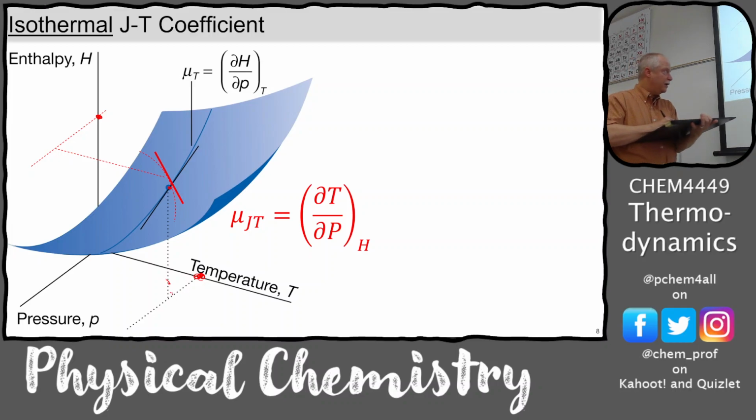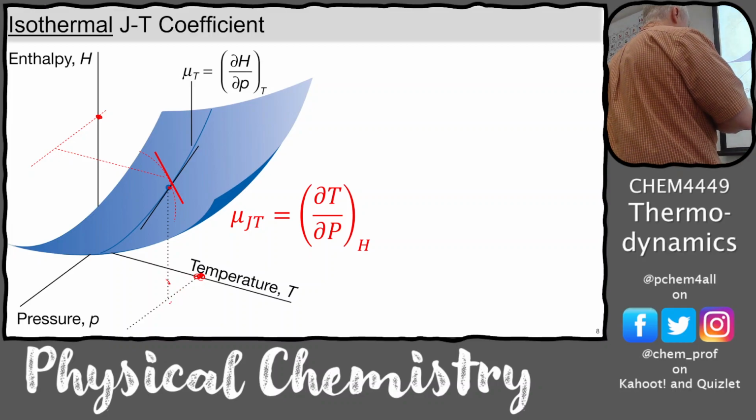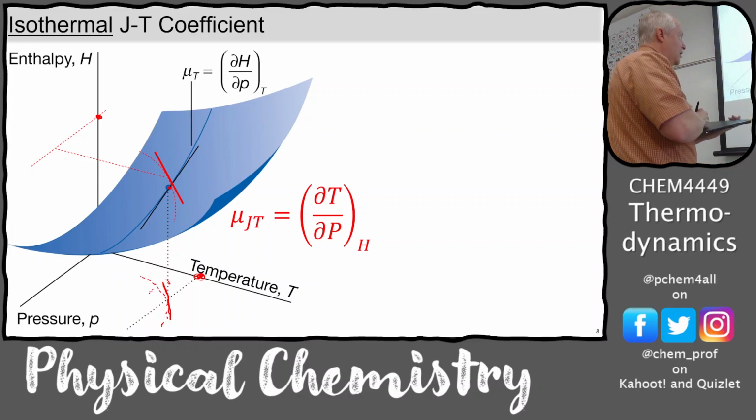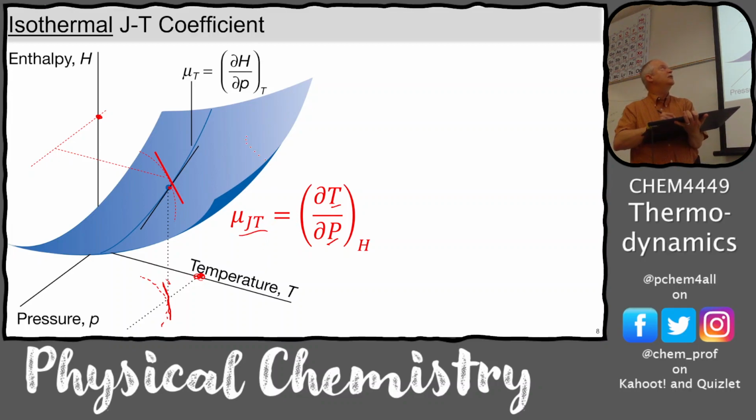Oh gosh, I can't do it. I've got to stare at it exactly. So it would be this. So I've drawn a projection of that curve down here and this instantaneous slope. You see it? And that's in the temperature-pressure plane. And so we could change the pressure and see what the slope of temperature with respect to pressure is. And that would be the Joule-Thompson coefficient. And this would be the isothermal Joule-Thompson coefficient. So you see the little subscript T.